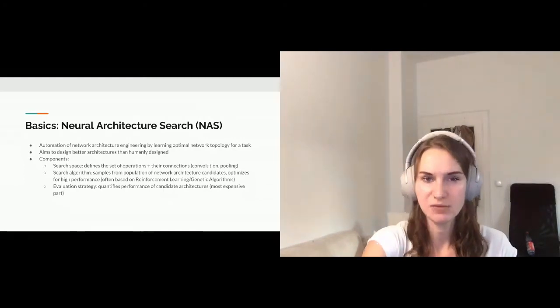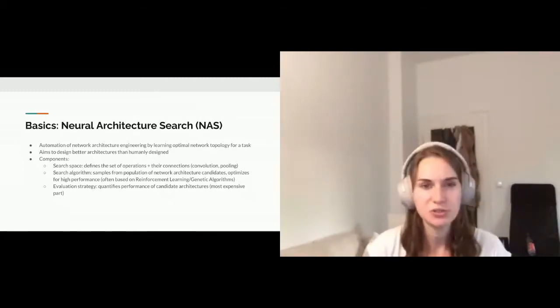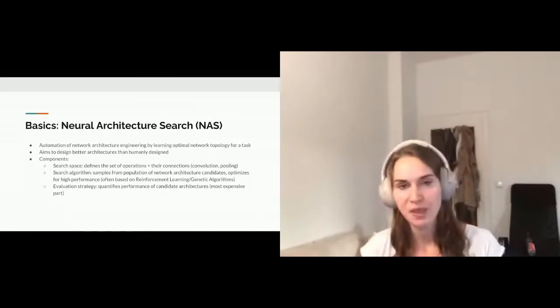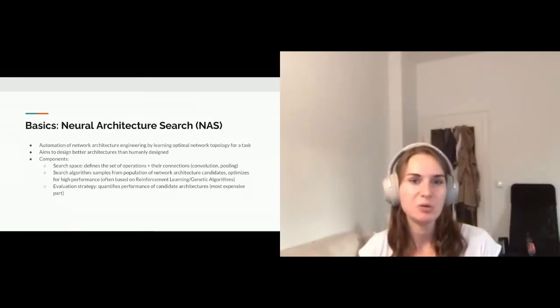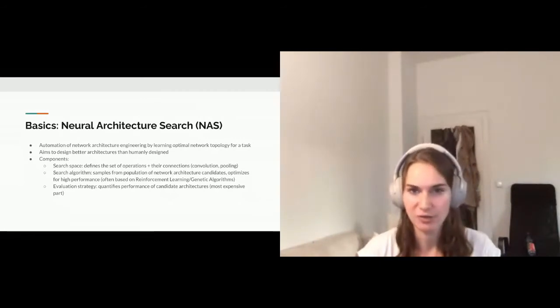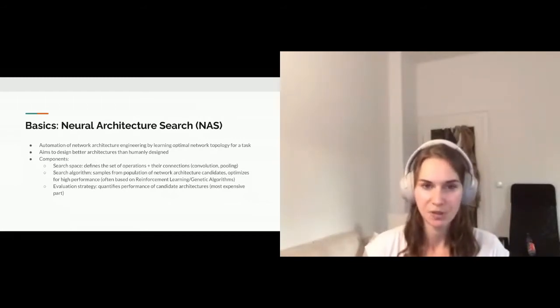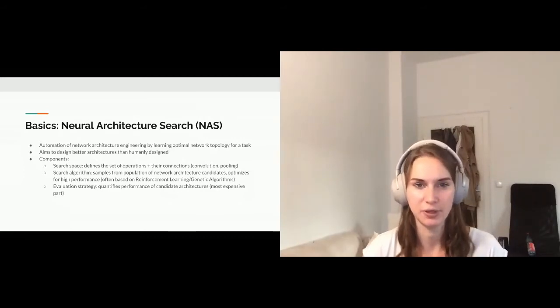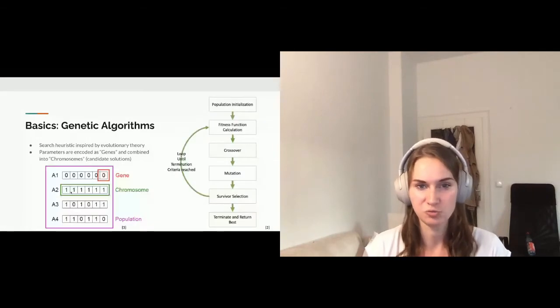I will give a quick introduction to genetic algorithms, because in this paper that I'm going to introduce, they use a genetic algorithm as their search algorithm. It is also a topic that's very different from deep learning, but it's super intuitive, so it's kind of easy to understand. It's essentially a search heuristic that is inspired by evolutionary theory. So a lot of these terms here come from that. And essentially, what people do is they have to encode their problem, their model solution, into a numerical representation. So you encode parameters as genes, and those genes are then combined into chromosomes.